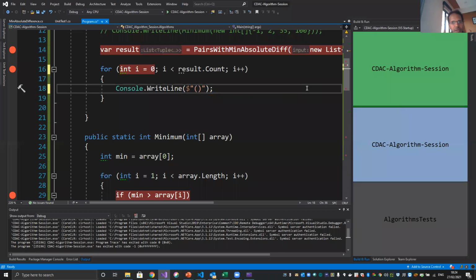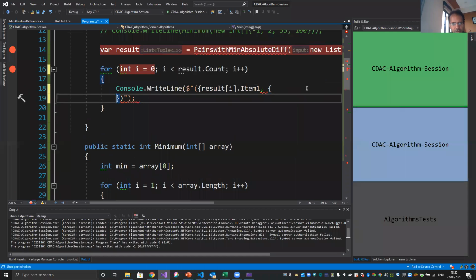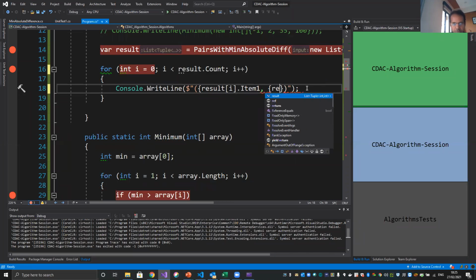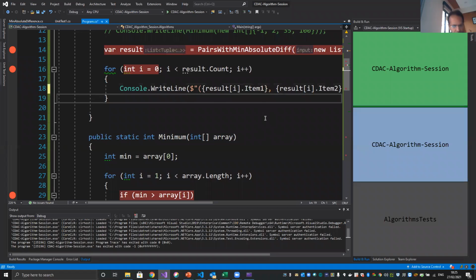In fact, each of them is a tuple in the first place. So result I dot item 1, comma, result I dot item 2. So, you know, it's a tuple, isn't it? So what we've sent is a tuple. Okay, this should do it.